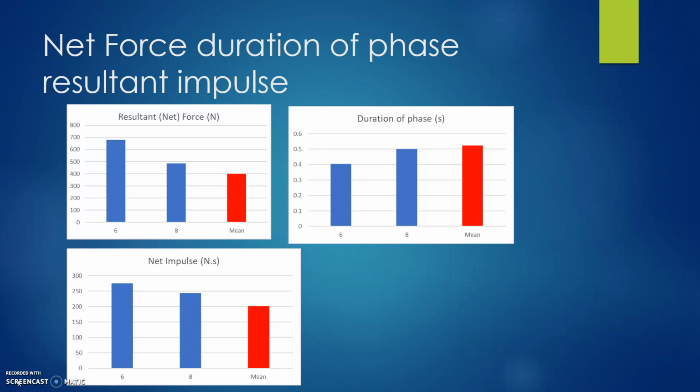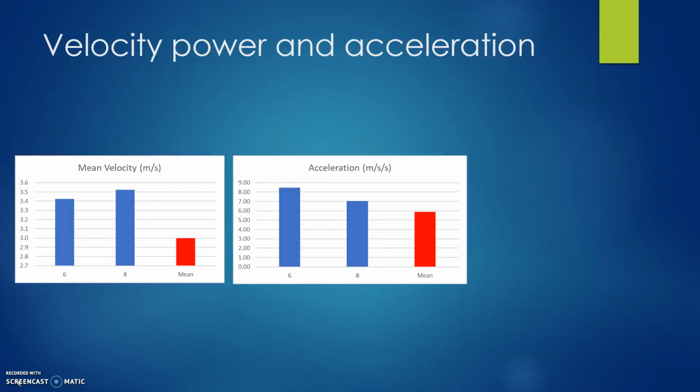The net impulse for my performer was around 250, which was above the mean. So this, yeah, again from before is also relevant to the momentum. And also participant 6 was quite far above the mean, around 275 newtons per second.